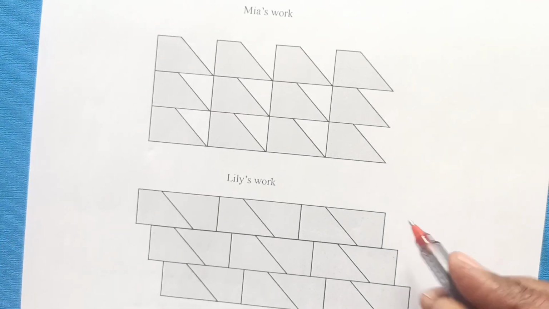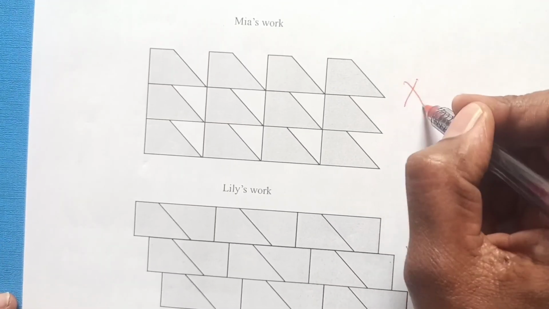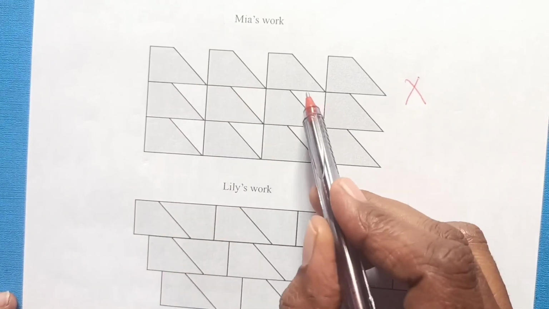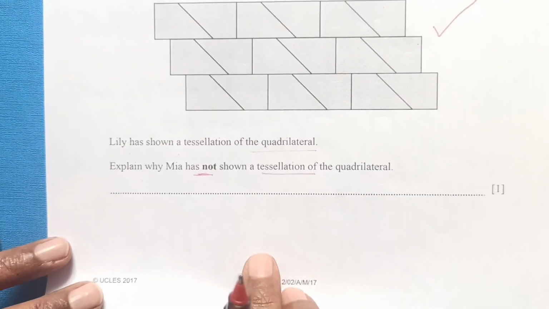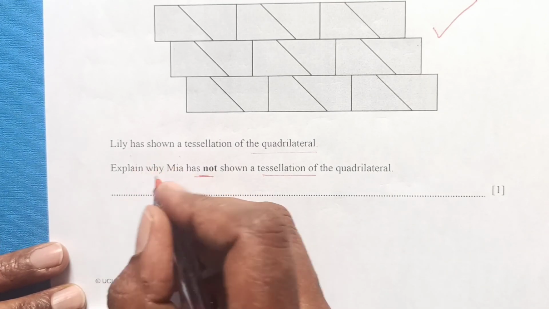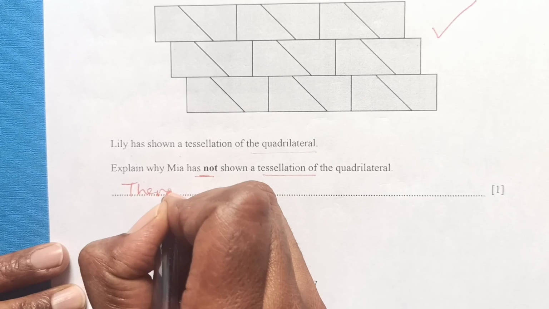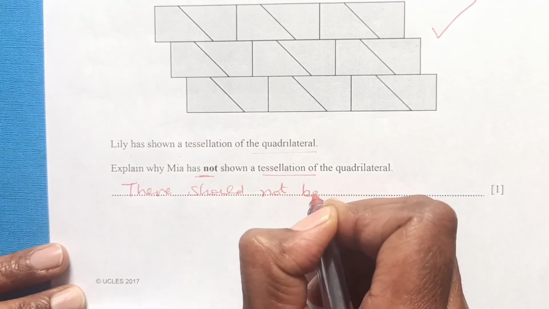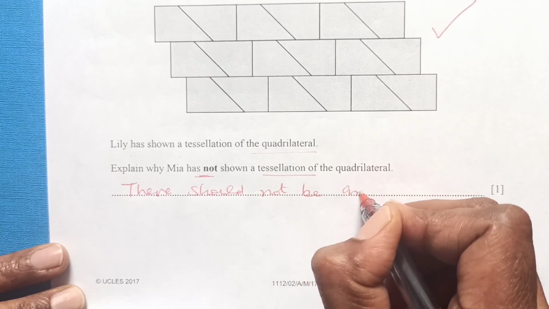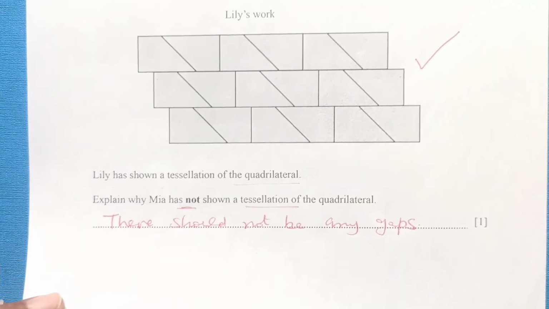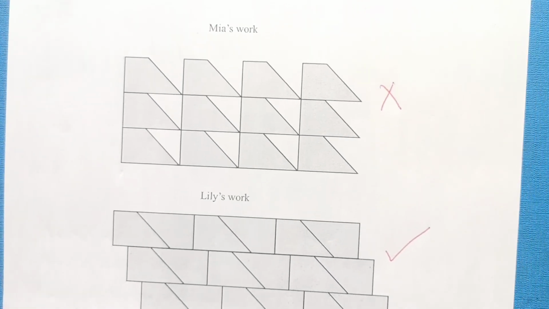So we can say this is a tessellation, but this is not a tessellation because you can see gaps there. So by definition, tessellation should not have any gap. So what we can write down here? So there should not be any gaps. Okay, that's it. So you can see this question looked complicated, but this is so easy. So that's the end of this paper.